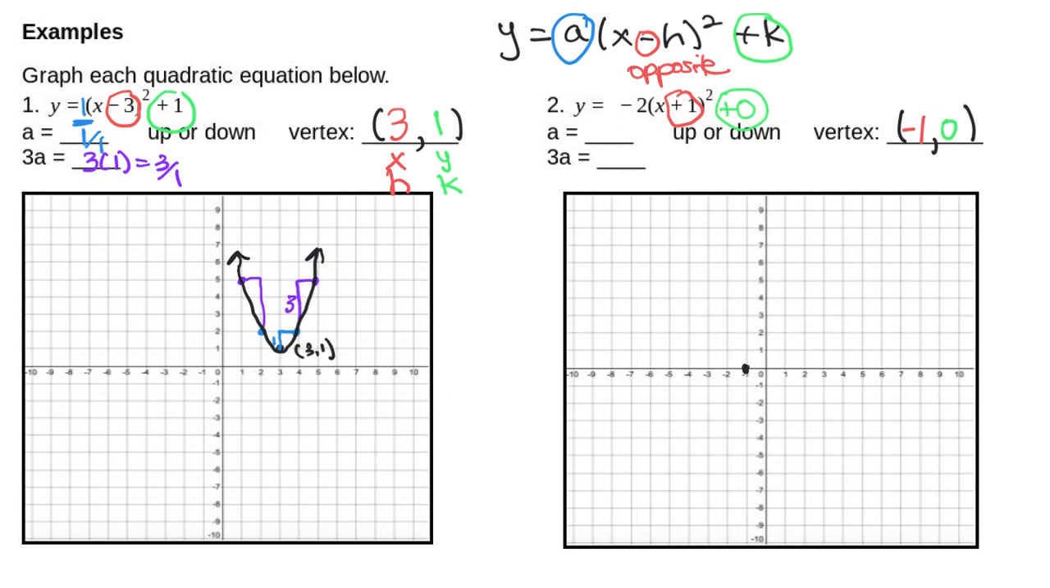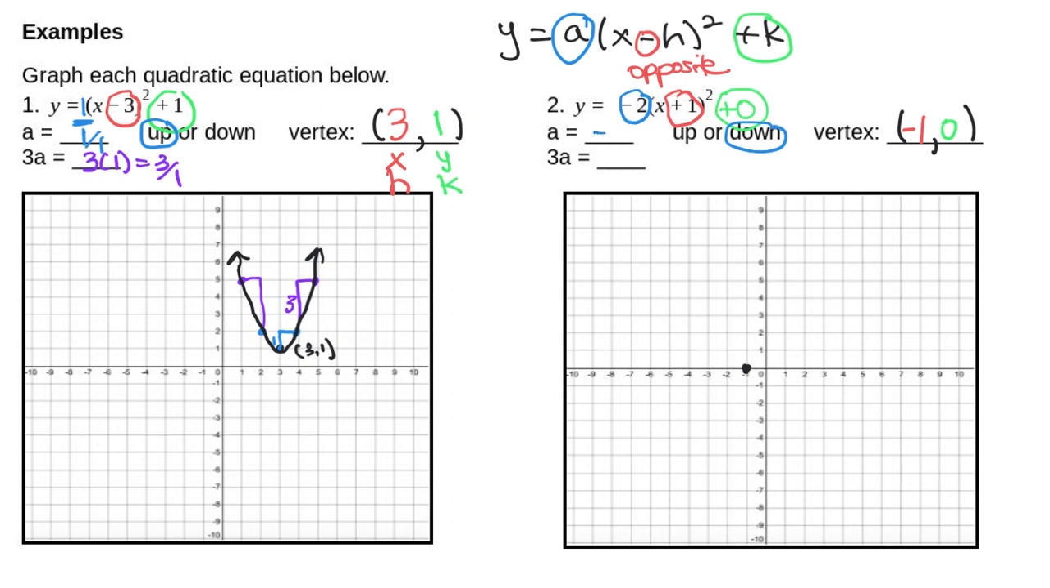And that looks like right here on your graph. So always start by plotting that vertex. So let's look at our A value, and that's a negative. That tells us right away that our U shape is going down. We forgot to do that in number 1. It was positive, so it was going up, which we graphed it correctly.